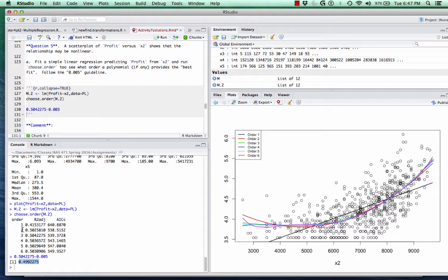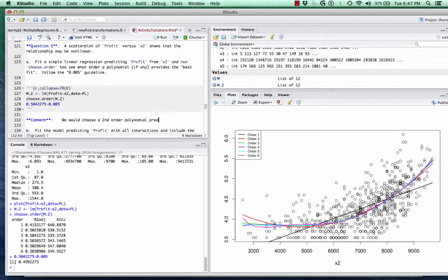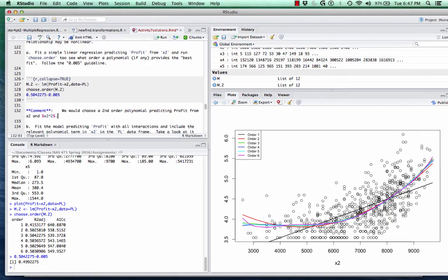So we see actually that we could get away with a second order polynomial, basically predicting profit from x2 and x2 squared, because its r-squared adjusted is high enough and simpler than the one with the overall highest r-squared adjusted. So our comment is that we would choose a second order polynomial predicting profit from x2 and x2 squared. It looks like that's good enough.